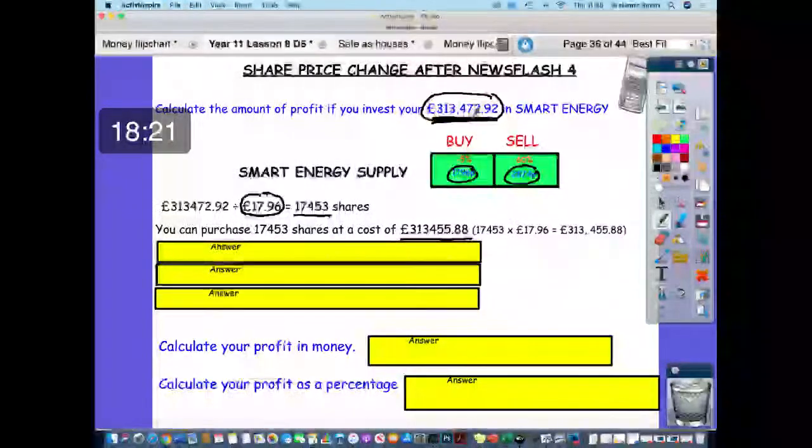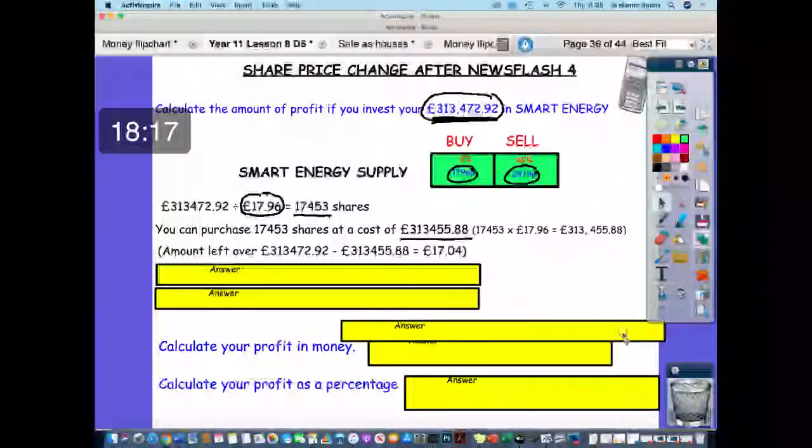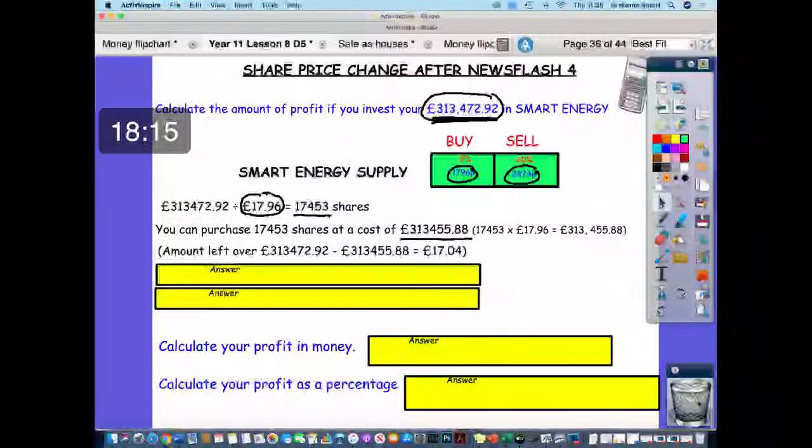So there's a little bit left over, and that just goes back into the company bank account. Remember, you're trading someone else's money. I should have said that to those of you that weren't here last week. You're working for a bank and you're doing the trades. So that's £17.04 that was left over from that trade, just goes back into the company bank account.